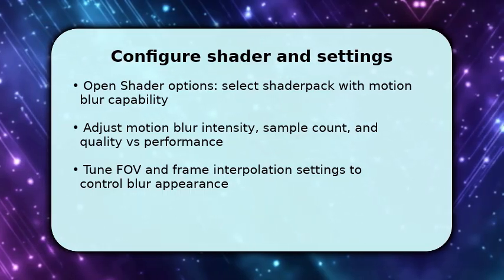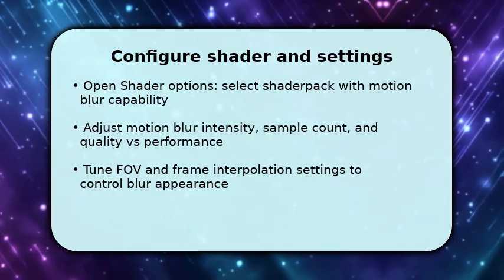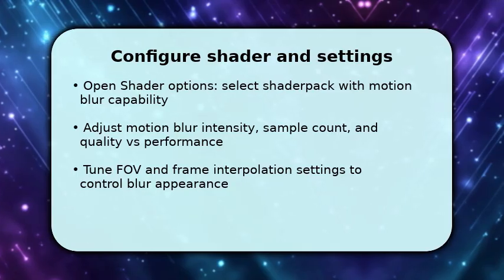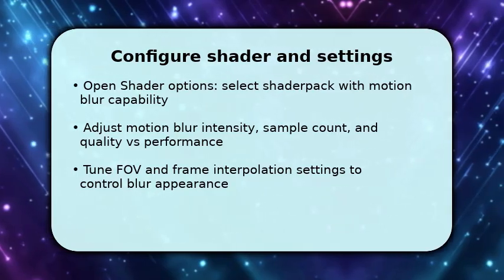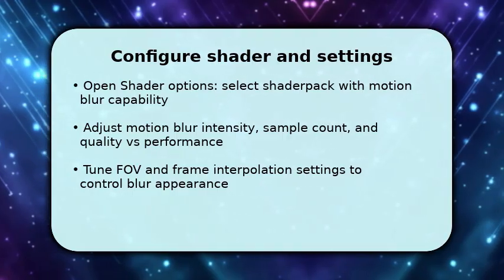You should also change FOV and interpolation settings to affect how pronounced the blur looks during movement. Test by walking and rotating the camera. Observe artifacts and dial down settings if shimmering or ghosting appears.